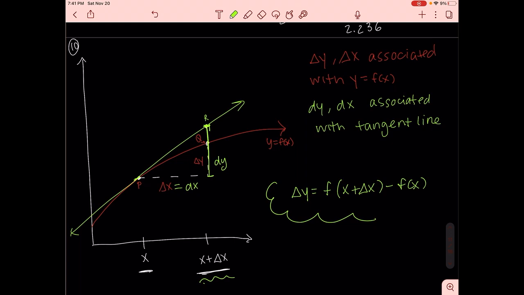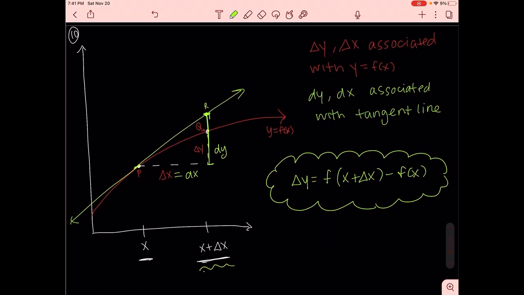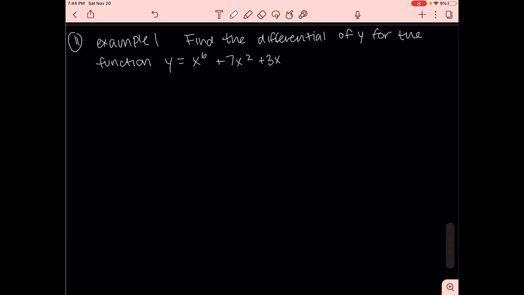And so this formula right here is going to be important for problems that we will do shortly. Okay, so let's move on to some examples that will allow us to practice with differentials. So they're asking us to find the differential of y for the function y is equal to x to the 6th plus 7x squared plus 3x. And so essentially what they're asking us to find is dy.